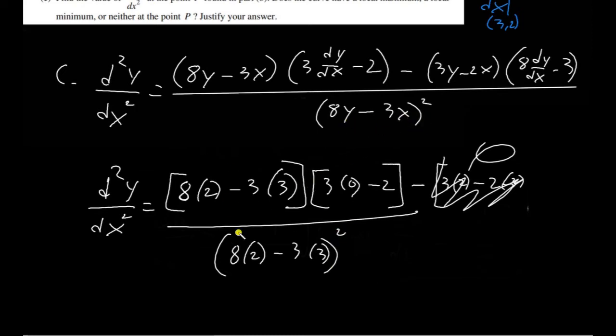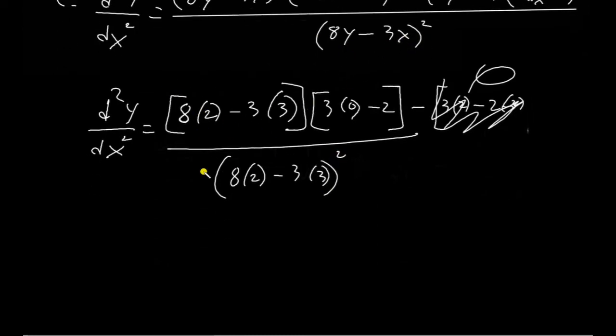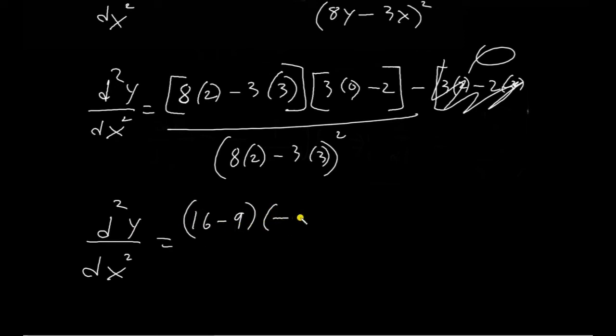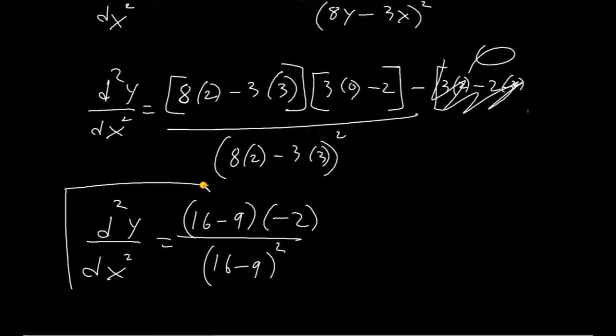So now we just plugged in the numbers, and you can evaluate this just a tiny bit more, just to make our life a little bit easier. You could just leave it here, but as you'll see in a moment, it'll be helpful to have this simplified just a tiny bit more to help us more clearly see what's going on. I can just write this as (16 minus 9) times negative 2 over (16 minus 9) squared. I think that's a nice place to leave it off. Okay? And they also asked us one more thing.